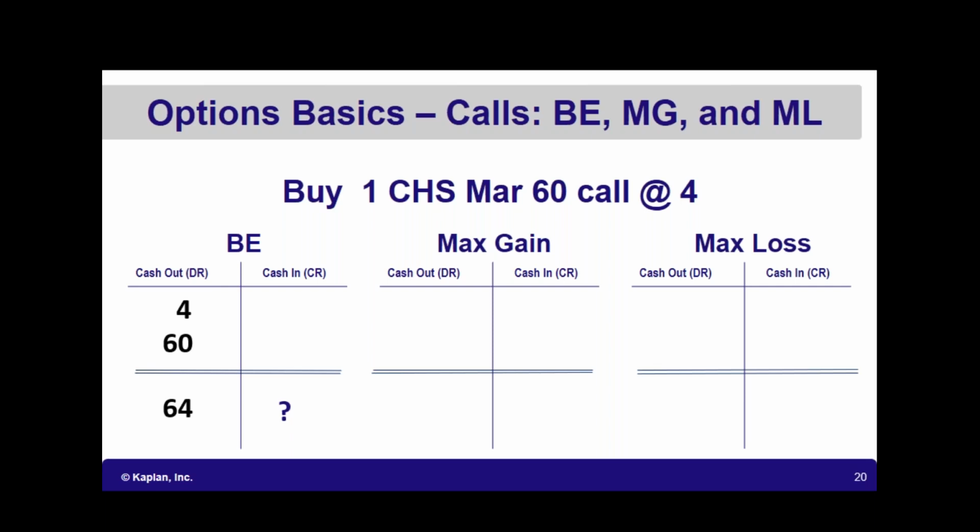In order to break even, remember, to break even, you're not going to make money, you're not going to lose money, you're going to net out 0. So if your cash out or your debit is 64, that means that you have to get 64 in. In other words, if the stock trades at $64 a share, you would break even as the buyer of this call. Not make money, not lose money, but break even. In other words, the same amount of money out is the same amount of money in.